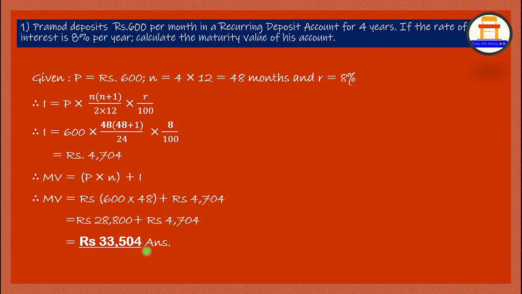33,504 rupees. So Pramod, at the time of his recovery or at the time when the account gets matured, will be getting 33,504 rupees. So it should be in the form of rupees or else half marks will be deducted. There is no mercy in any of the case. Go to the question. Let's move further.